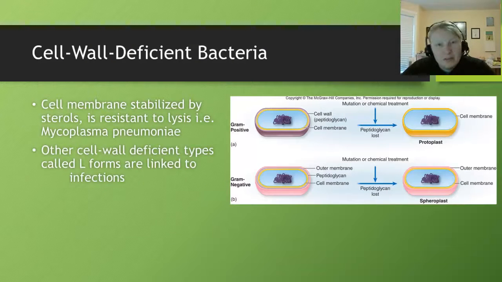We can also manipulate the cell wall, and the bacteria can do it to themselves as well through a mutation process. By doing that, we change the way the wall is, and they become these protoplasts or spheroplasts, and they actually lose their peptidoglycan. And this allows us to do different research projects if we choose. And we call these the L forms when they are linked to an infection. So just be aware that we can modify these, or they can modify themselves depending on the environment.